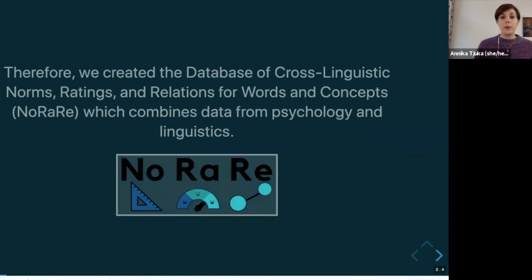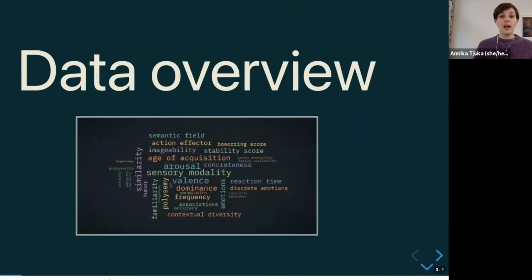So that's why we created the database of cross-linguistic norms, ratings, and relations for words and concepts. And to shorten this very long title, we decided to name this database NoRaRe. Here we combine data from psychology and linguistics. To give you a very brief overview of the data within the NoRaRe database, you can have a look at this figure where you see some of the word properties that are integrated.